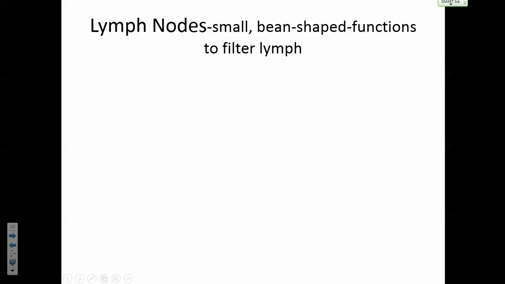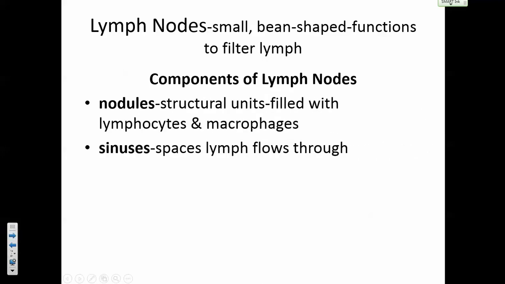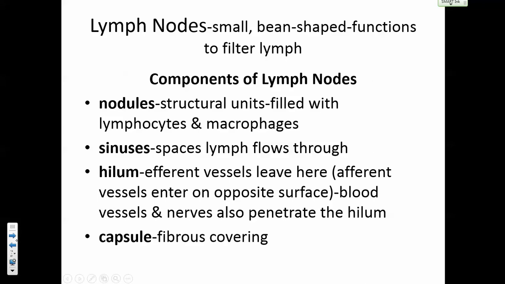Now we're going to look at the lymph nodes. These are the most numerous organs of the lymphatic system. They're small structures, just a centimeter or two in length. They're somewhat bean shaped, so they have an indentation on one surface, like a kidney bean. And the whole purpose of a lymph node is to filter lymph. All right, and so if we look at the parts of one, you can see different regions of it here.